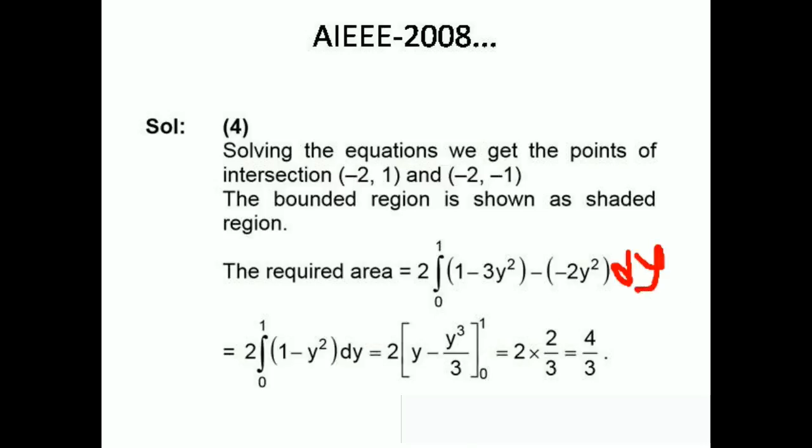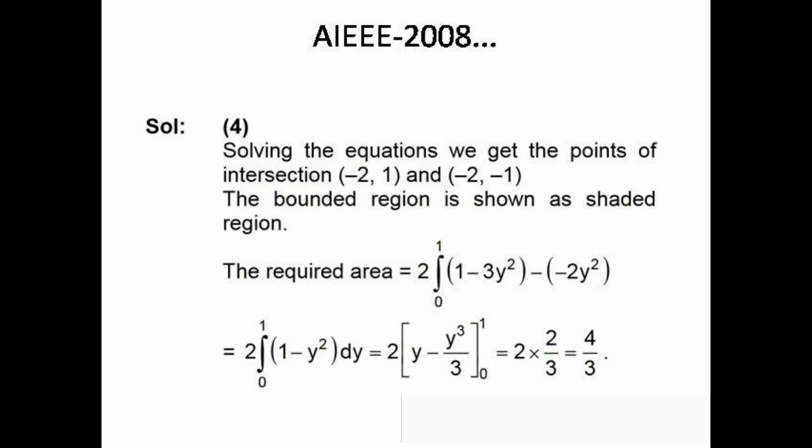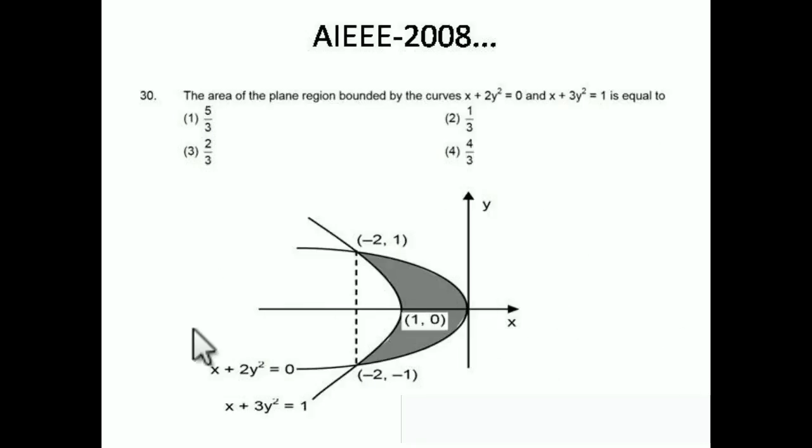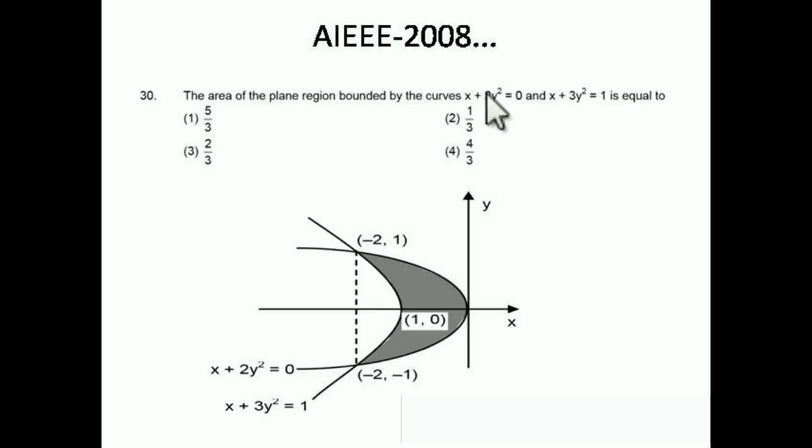So for x, if we are taking the area on the y region, then you have this larger part, that is x plus 3y square minus 1, so x is equal to 1 minus 3y square, I put it down, minus this part, so it is x is equal to 2y square, so minus 2y square, so we have 1 minus y square into dy. Now just integrate this, y minus y cube by 3, put upper limit minus lower limit, so answer is 4 by 3. Easy question. Okay, so option number 4 is my right option.